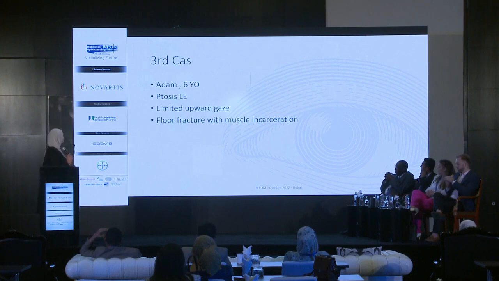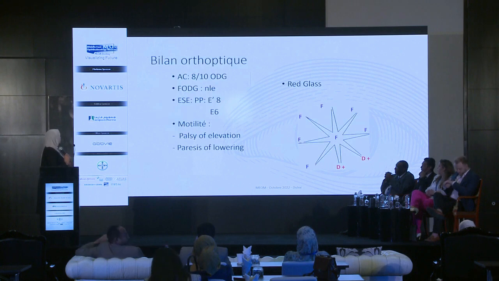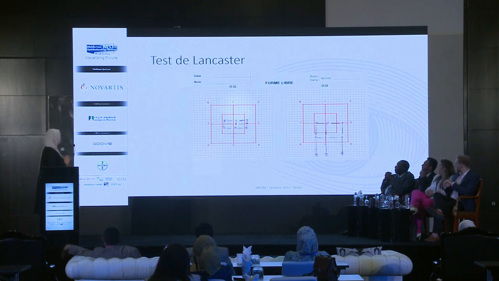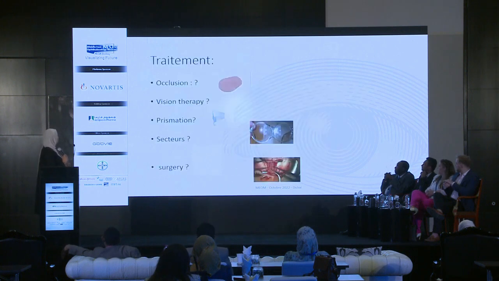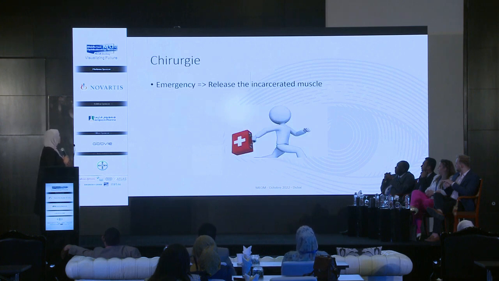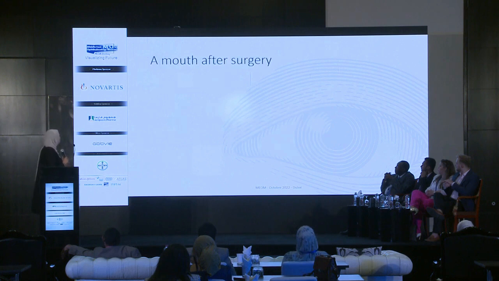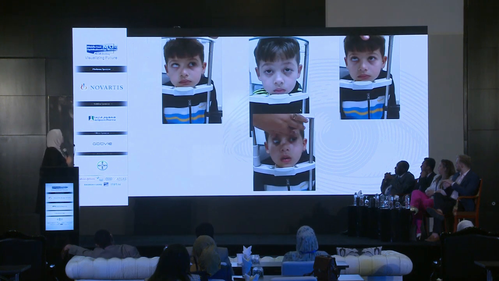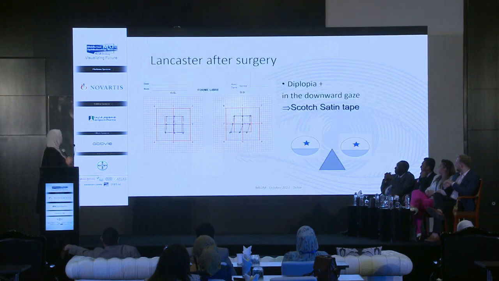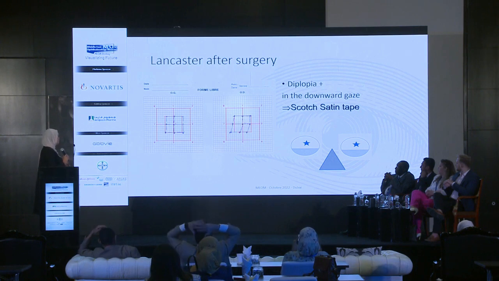with muscle incarceration. This is motility, we have palsy of elevation, palsy of lowering, the Lancaster. And what we do, the emergency, is the surgery to release the incarcerated muscle. A month after surgery, this is motility and versions. Diplopia persists in the downward gaze, so we use Scotch tape to eliminate diplopia.